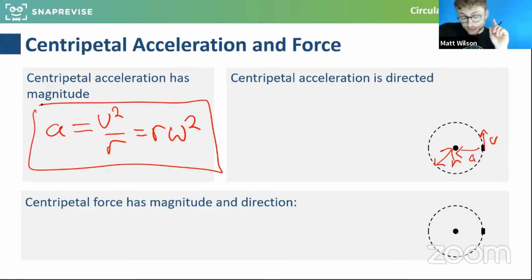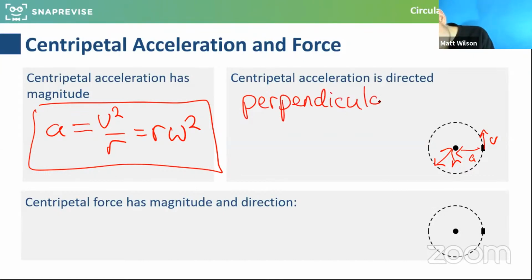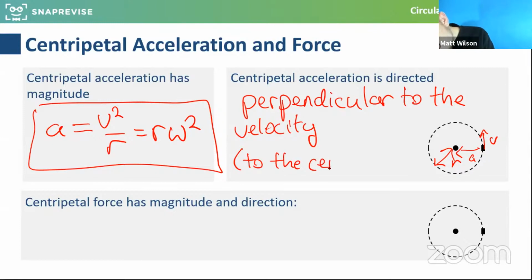Okay, the other thing that we need to know is the direction. As we mentioned here, the centripetal acceleration is directed perpendicular to the velocity. In other words, to the center of the circle. Acceleration always points towards the center of the circle. Okay, now you may remember Newton's second law, so that's going to be the big one for us today.